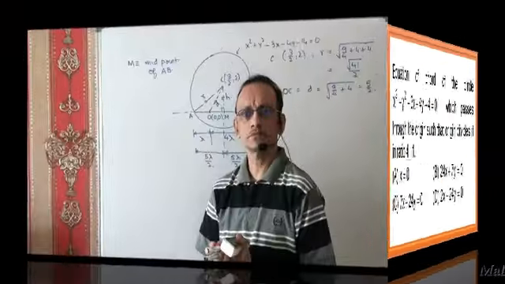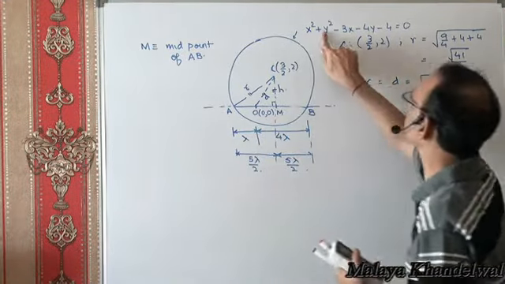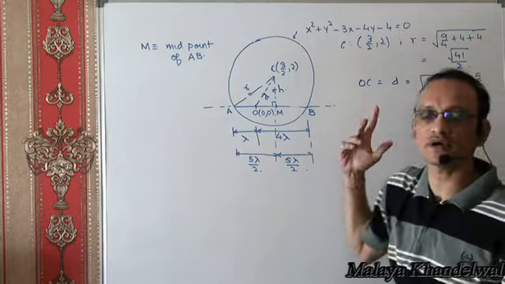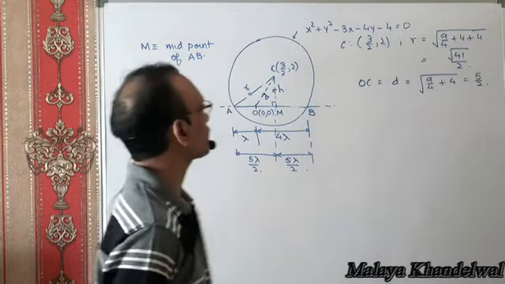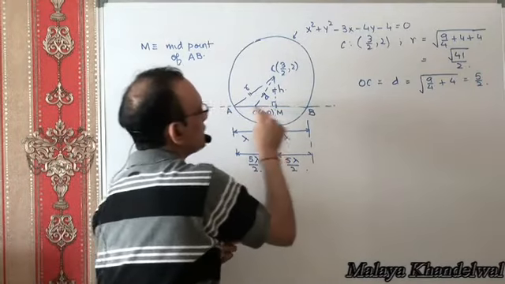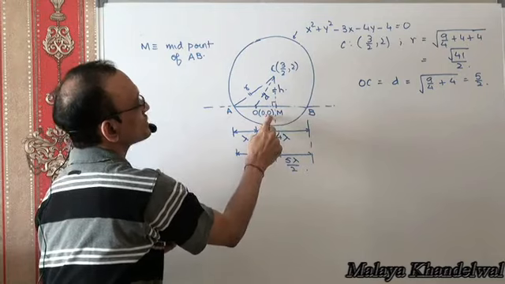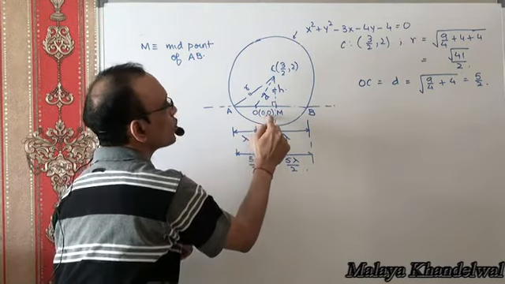Another easy problem. We have a circle x² + y² − 3x − 4y − 4 = 0, and there is a chord AB that is known to pass through the origin O.